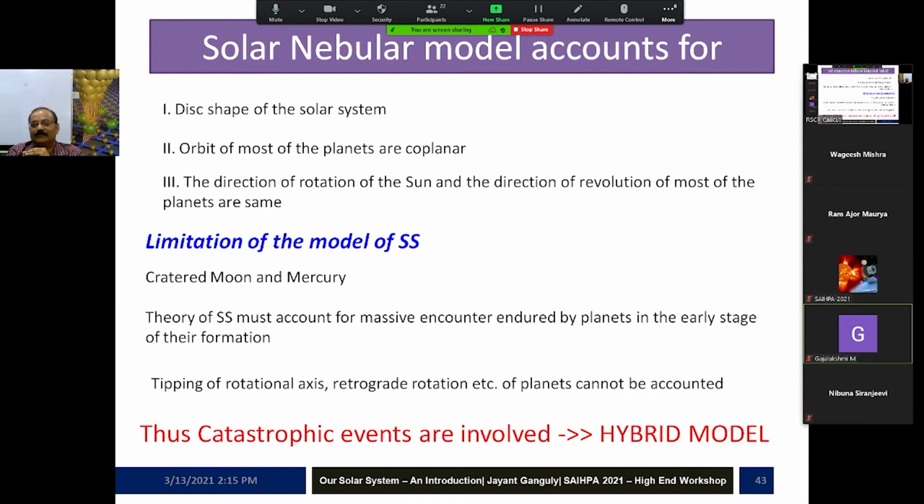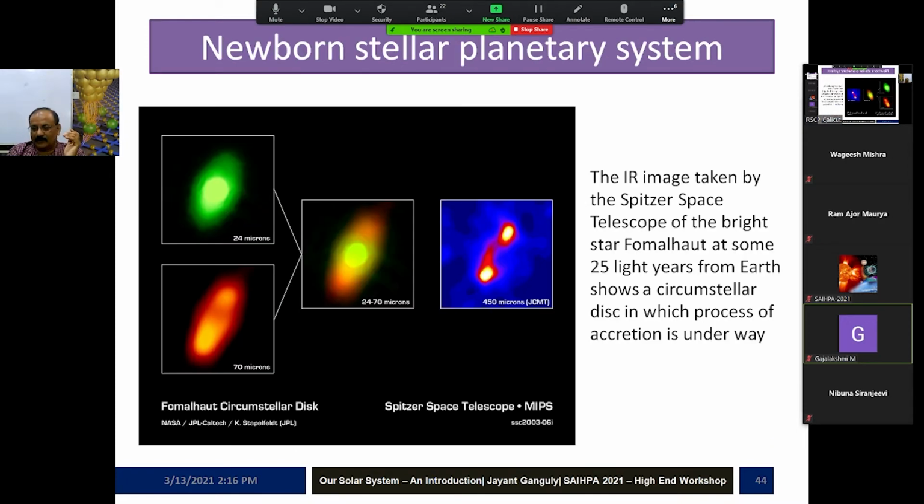And further, there is Mercury's behavior, as we will see: the craters in Mercury, and it could not account for being so near to the Sun. Then there are tipping axes, for example, Uranus is fully tipped, Venus rotates retrograde. How does this gradualistic explanation account for all these things? The inference could not be directly drawn from whatever we have discussed. So the catastrophic point of view is also taken, and the hybrid model is formed.